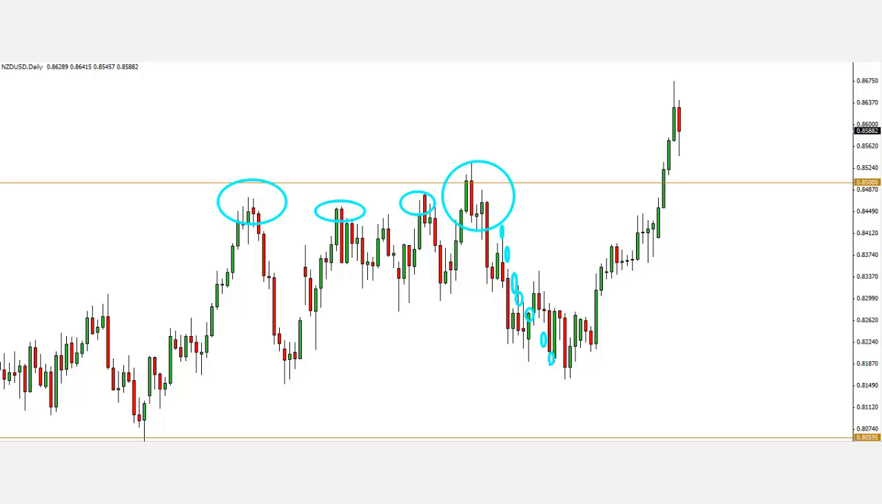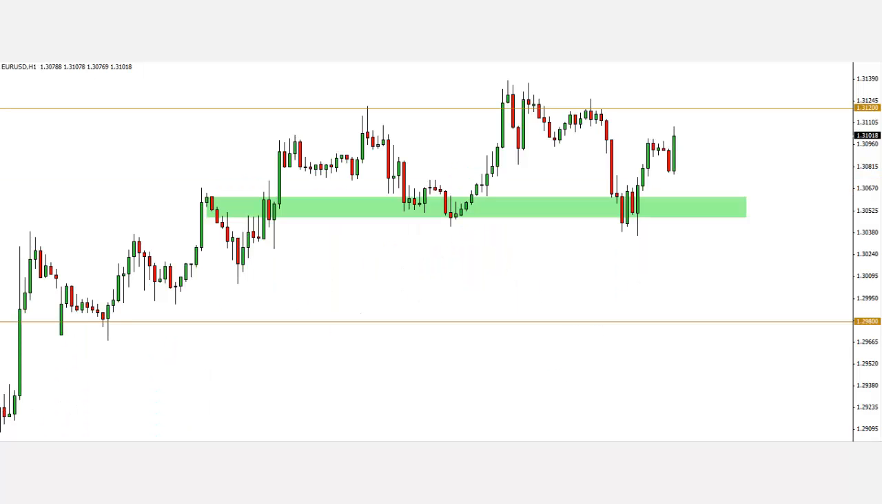Okay, let's look at more charts. How about the euro dollar, the 1 hour chart. Here we see again resistance, price fell, broke out of resistance, came back, tested as support, rallied, came back down, tested as support, and look at support. What price pattern did it form? A bullish engulfing pattern. Here you go.